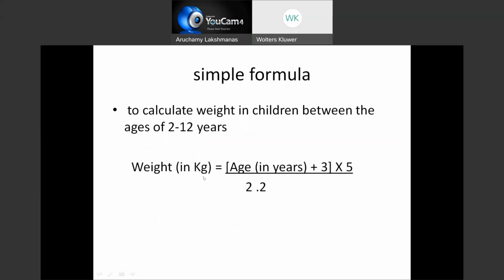There's a simple formula which I use in the OP, outpatient department, to have a rough estimation of the weight. Just remember the odd numbers 1, 3 and 5. Put 1 as age. So age plus 3 into 5 will give weight in pounds. Now 1 kg is equal to 2.2 pounds, so if you divide by 2.2, you will get weight in kg. This is a simple formula which you can use in your OP and in emergencies from 2 to 12 years.